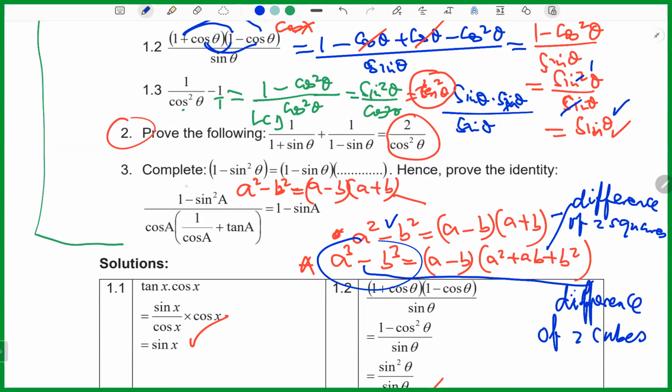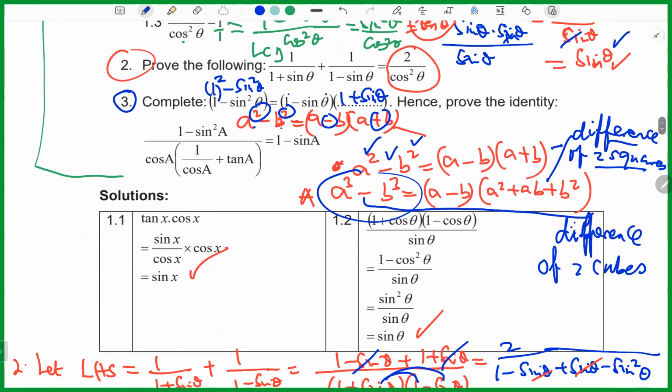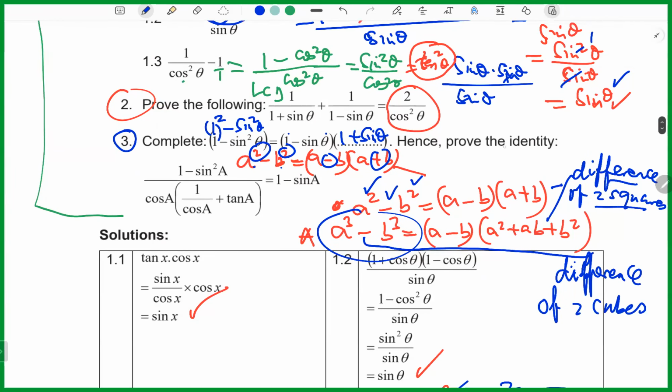So I'm mentioning that because they're saying you need to complete in number 3. So in number 3 now, this is 1 squared minus sine squared theta. So you have that squared minus that squared. So like in a squared minus b squared, you put the a minus b into a plus b. So you put the 1 minus sine, and then you put the 1 plus sine theta. Because it's always the minus and the plus as long as it is that squared minus that squared. This is called the difference of two squares because it is a squared minus b squared, only 2 squares there. Okay, and hence prove the identity.